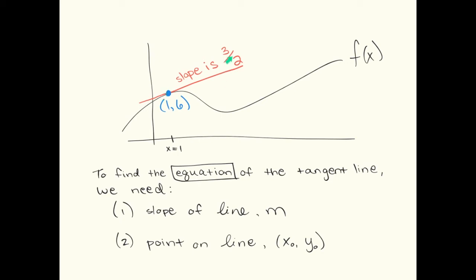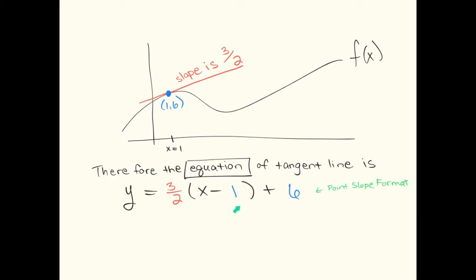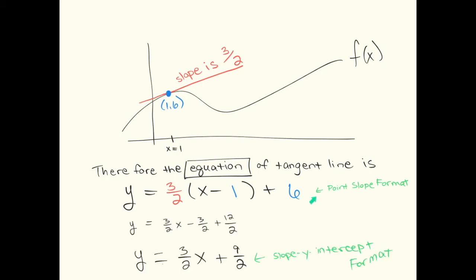Now that I have the slope and a point on the line, I can find the equation of the line. I'm going to use the point slope format, putting my slope here and the (1, 6) into the x naught, y naught positions. So the point slope format is great when you're talking about tangent lines because, of course, the slope you'll be getting from the derivative calculation and the x naught, y naught, you can just plop in the formula here, (1, 6), do a little simplifying, and you'll get the y equals mx plus b format for the tangent line.